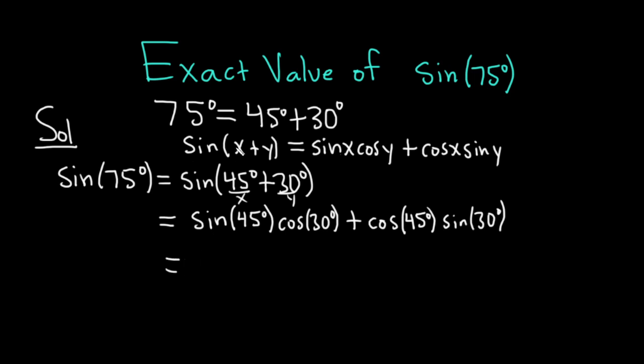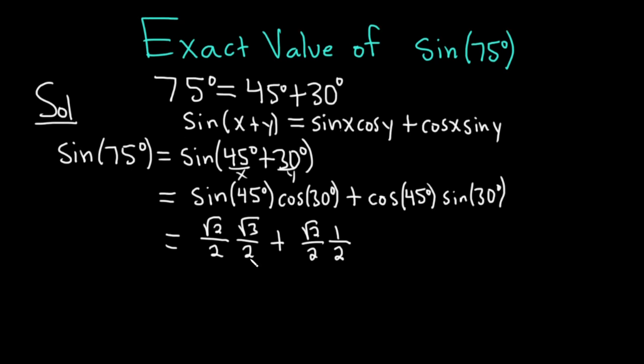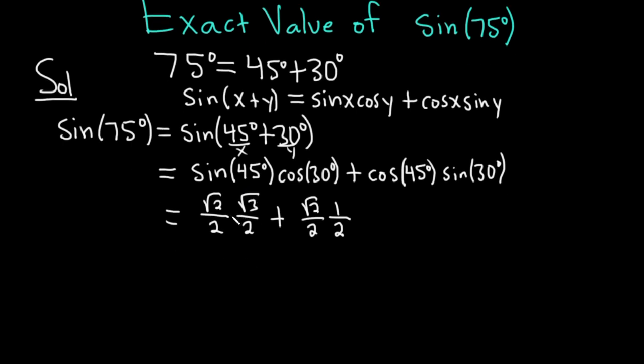These are just from memory, so the sine of 45 degrees is the square root of 2 over 2. The cosine of 30 degrees is the square root of 3 over 2, plus cosine of 45 is also square root of 2 over 2. And the sine of 30 degrees is 1/2. All right, very good. And so notice here we can multiply straight across because they're being multiplied, they're fractions.